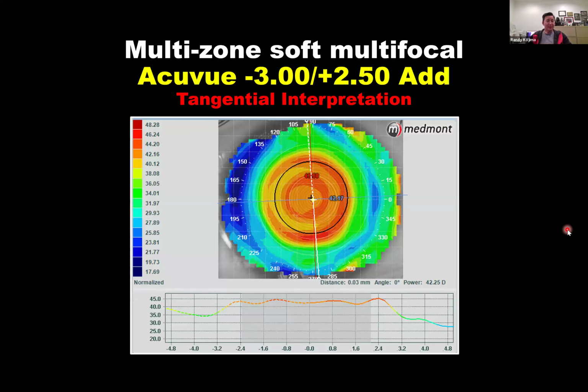So the topographer can actually play a big role in soft multifocal fitting because we can put the lens on the eye, take topography over top to understand how much of my power is falling within the pupil. Is that power centered to the visual axis? There's a lot we can learn.